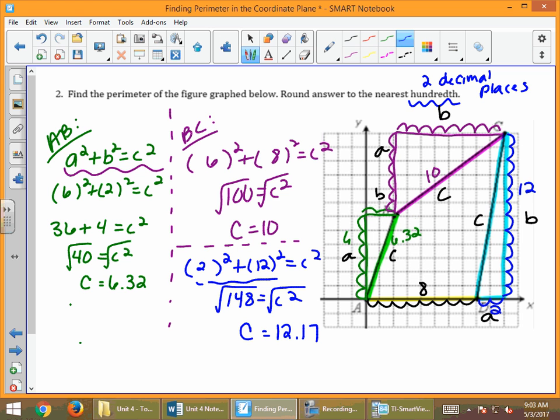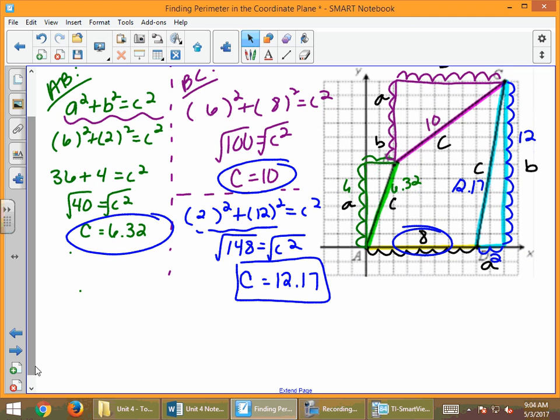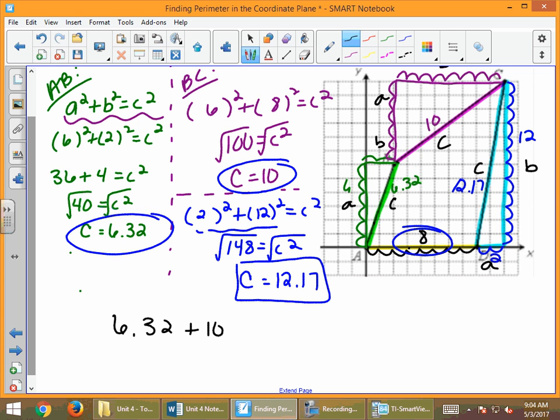Okay. We are not done yet. We just found the distance of all of our sides. We have to add them up. And don't forget that flat side at the beginning, the first one we found. It's really easy to forget, so don't forget it. Since we have 4 sides, we're going to be adding 4 numbers. So we have 6.32 plus 10 plus 12.17 plus 8. You plug all that into your calculator, and when you do so, it gives you 36.49.